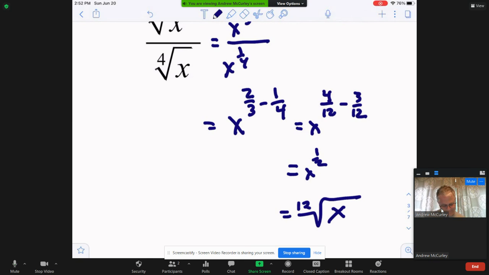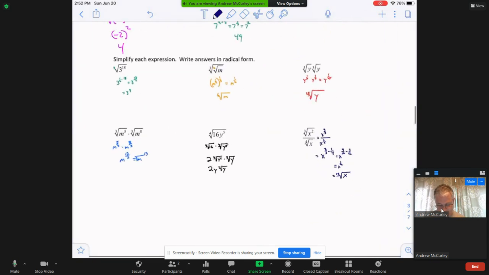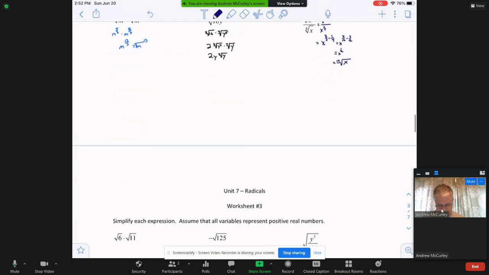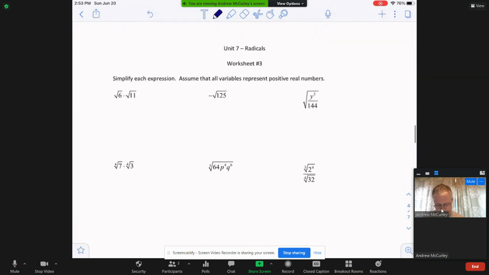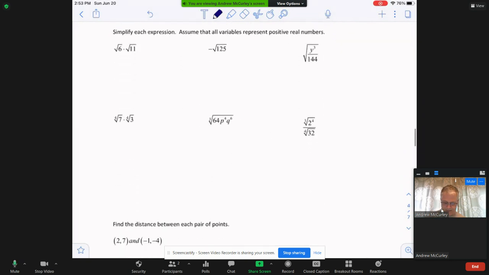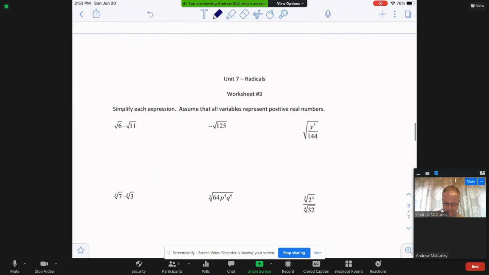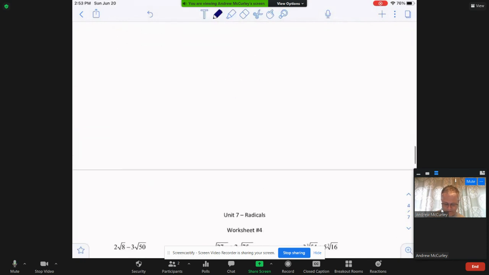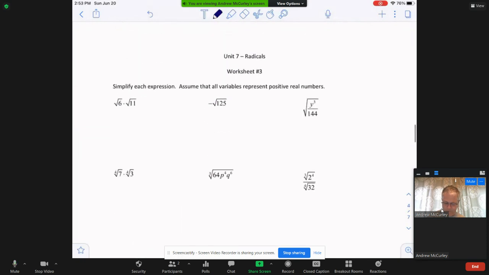Good. All right, so hopefully this is all coming back to you. I'm not doing everything we could do, but hopefully those first 2 days went pretty well. All right, let's do some more simplifying, maybe multiplying a little bit. We're all the way up to worksheet 3. Feel free to stop each worksheet and go ahead and work.